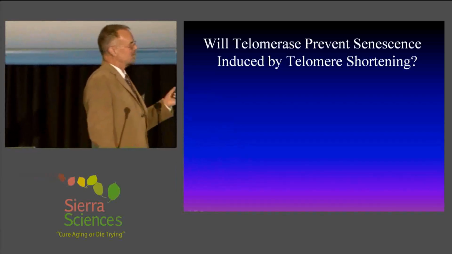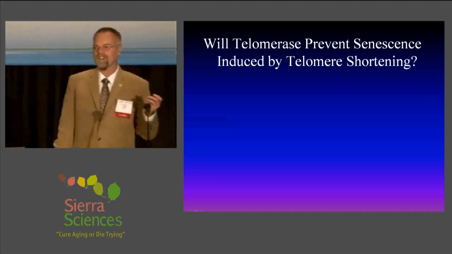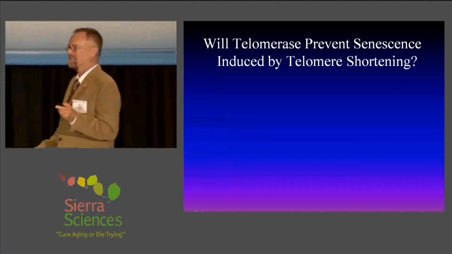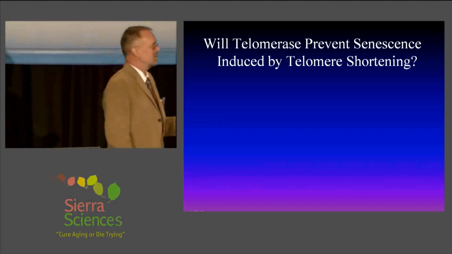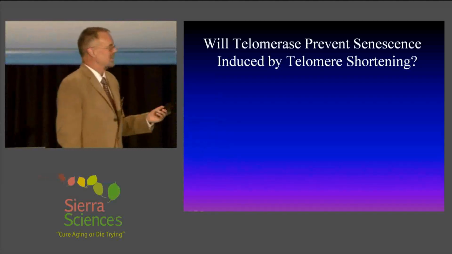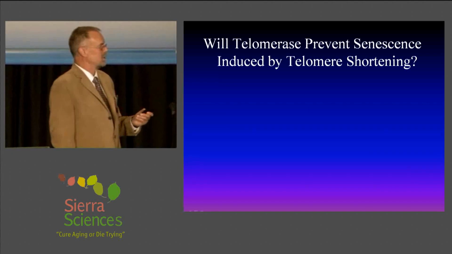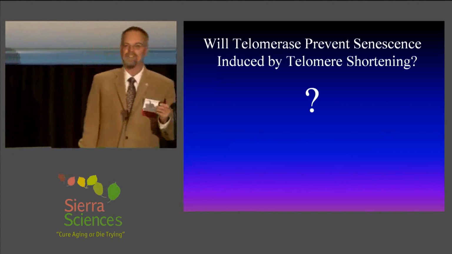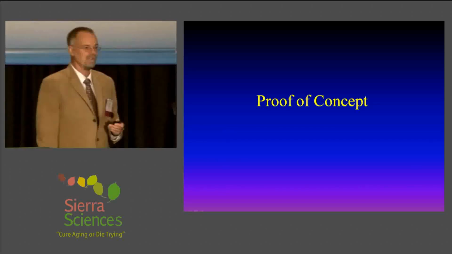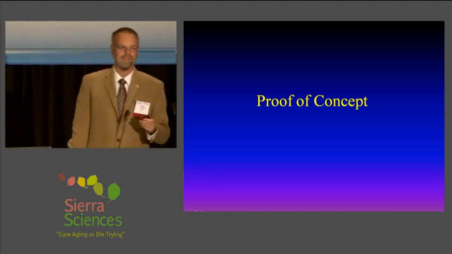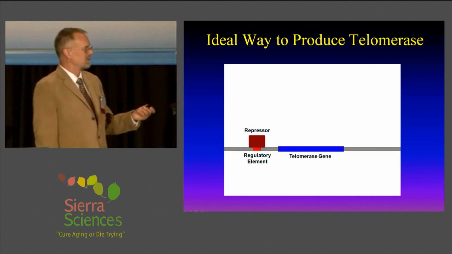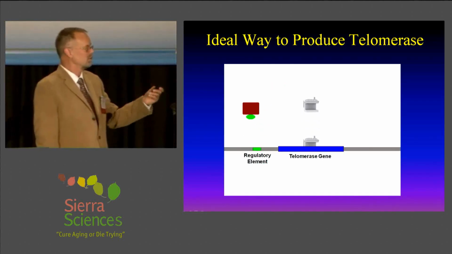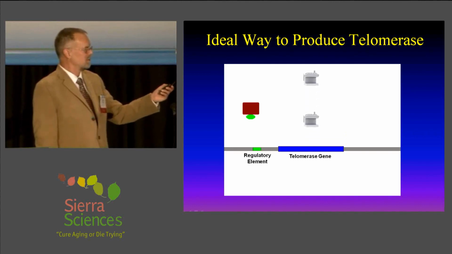I want to point out that after everything I've said, I haven't shown you a single thing that says that actually turning on telomerase and preventing telomere shortening will have anything to do with preventing senescence. It's all a theory, and so it's still a big question mark. But there is a light at the end of the tunnel because we do have some proof of concept experiments that we've done. We can't do the ideal experiment, which is to just find a drug that turns it on, because that's what we're trying to prove will work. But right now, we're still trying to find drugs that do that.